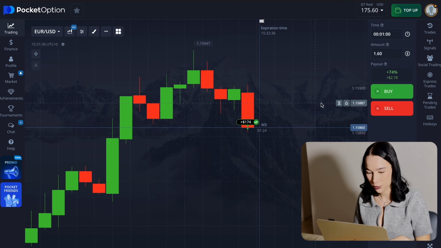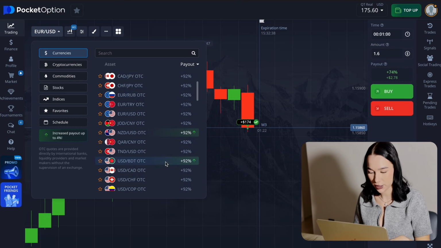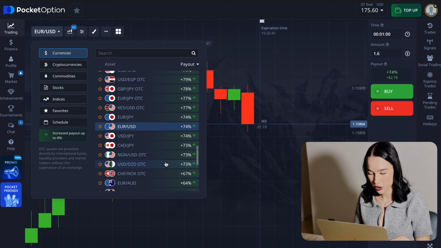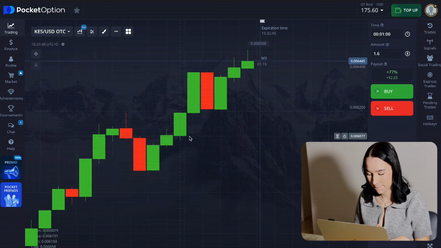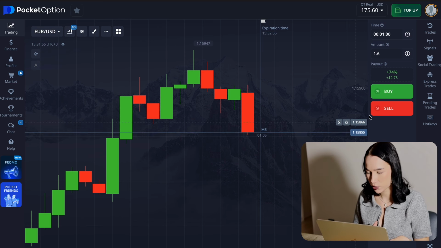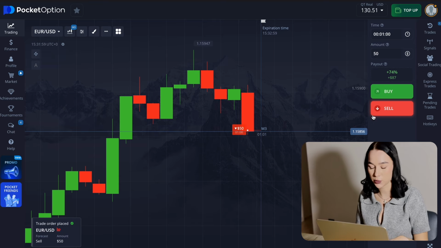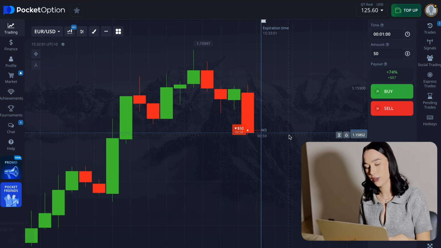So perfect. We already have $175. And let's check out some other currency pair. Okay, I'm actually thinking to come back to Euro/USD. We changed to $50 and we opened here a sell trade as well for the continuation of the downward trend.